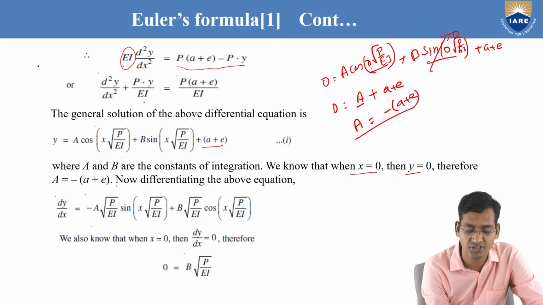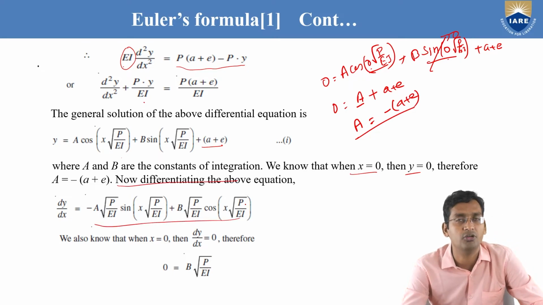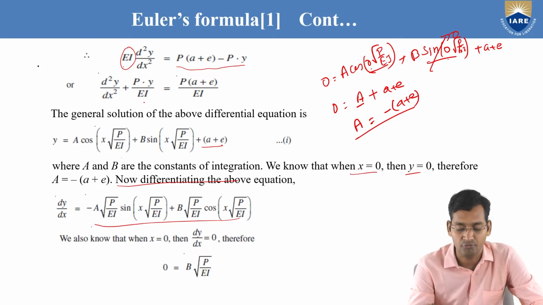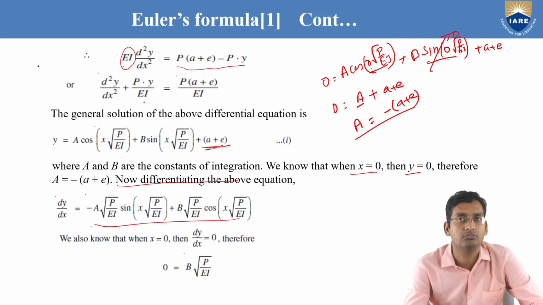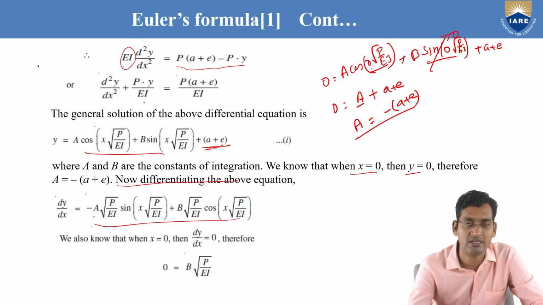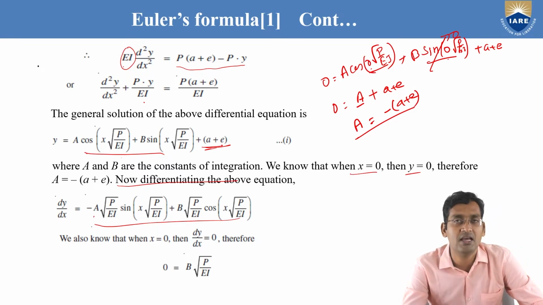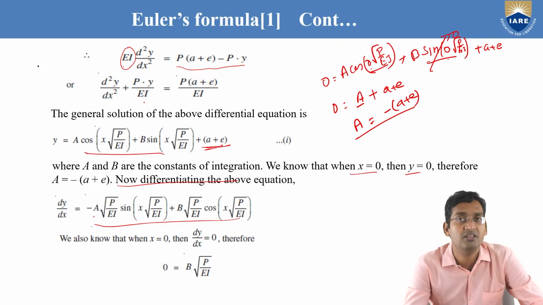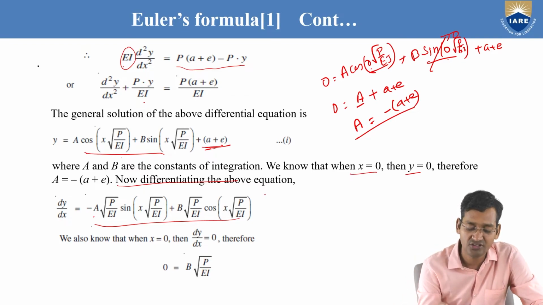After differentiating, this will be the same for all. Once you differentiate that one, that will be the same. Why? Because this is the constant term, and the differentiation of a constant term is 0. Already we have seen many times the differentiation of this: dy by dx equals minus A root P by EI sin of x root P by EI plus B root P by EI cos of x root P by EI. So this is the general solution.